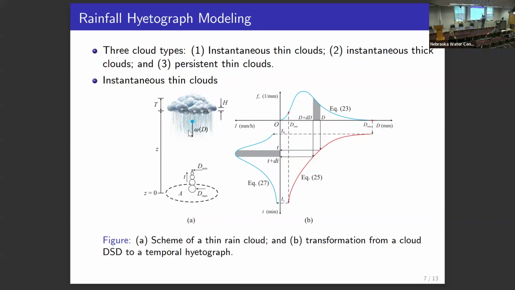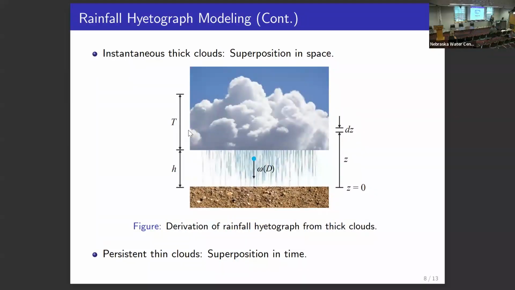Based on this, this is the settling time from the cloud. We assume all particles start to form together, simultaneously. We have an equation for this. Once we have this, we consider a very thick cloud. We can divide it into many small layers, so we can use superposition to find the rainfall process for a thick cloud.